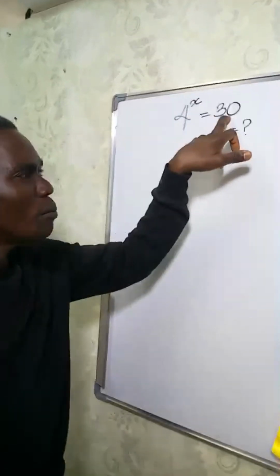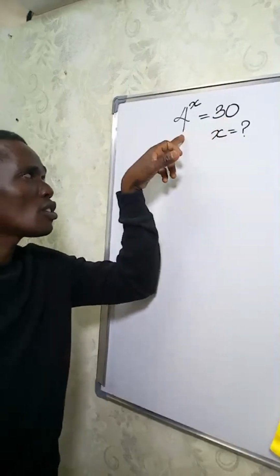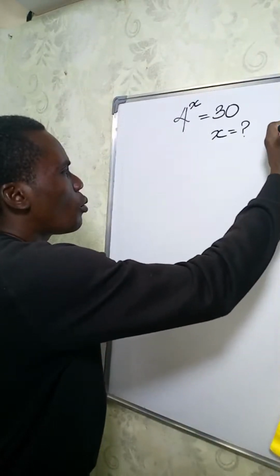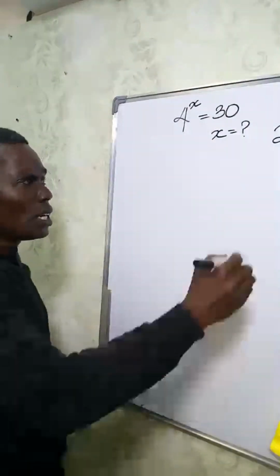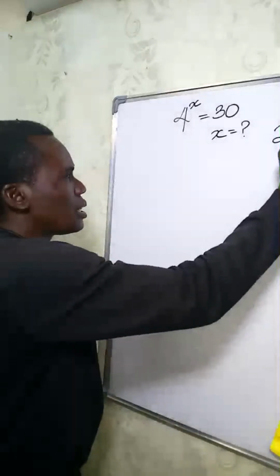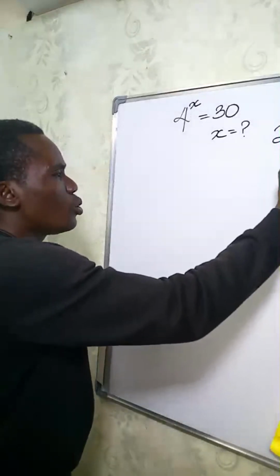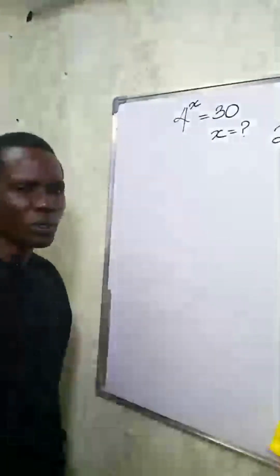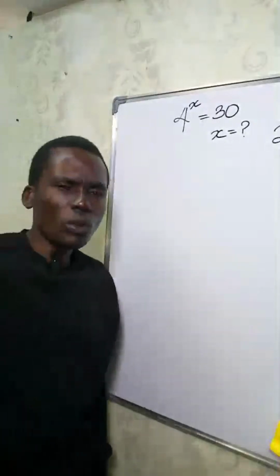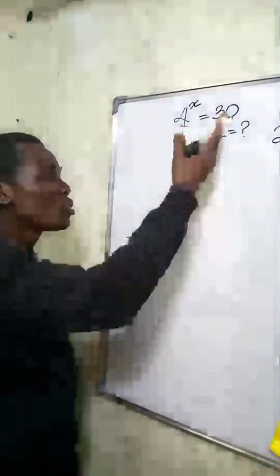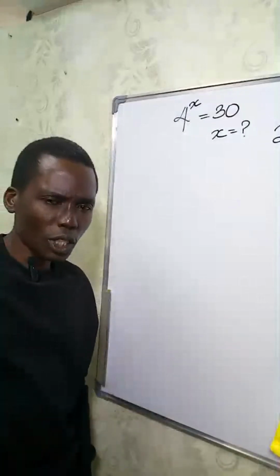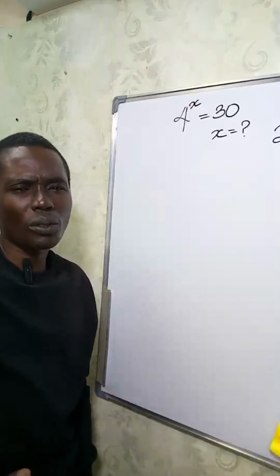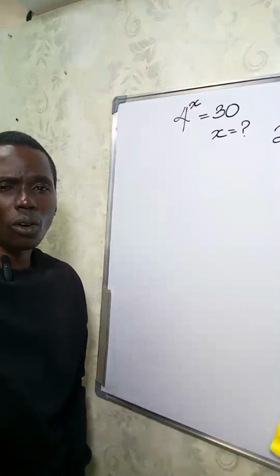Now, 30 cannot be expressed in a common base of 4 or 2. I can decide to say, okay, let me have 2 to the power of 2, which is going to give me 4. I can never have a 30 of base 2 or base 4. So that means this approach cannot be used. So what do I do? The only solution to questions like this is to apply the laws of logarithm, or the natural law of logarithm.